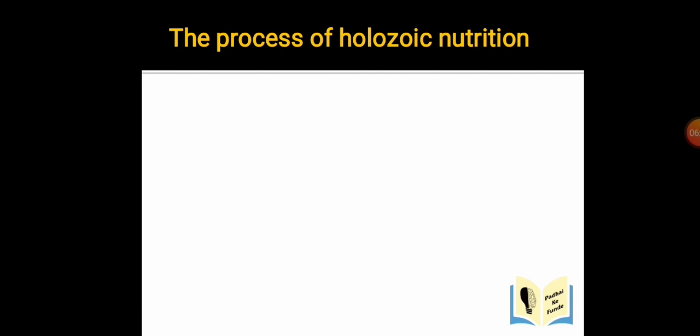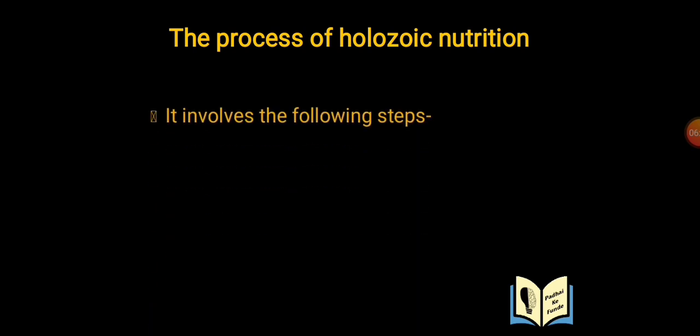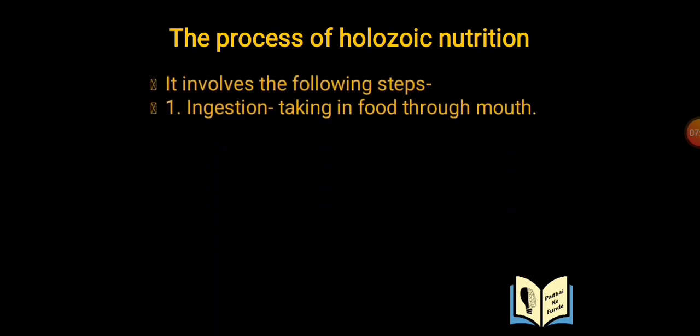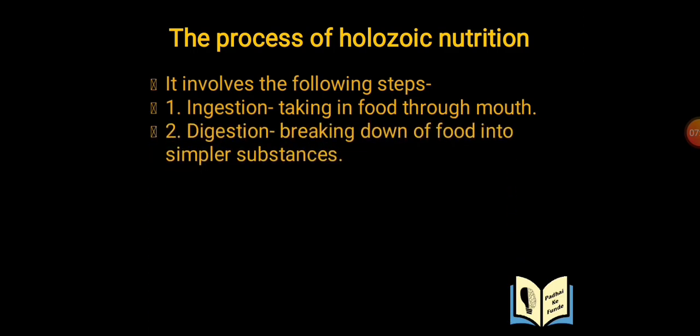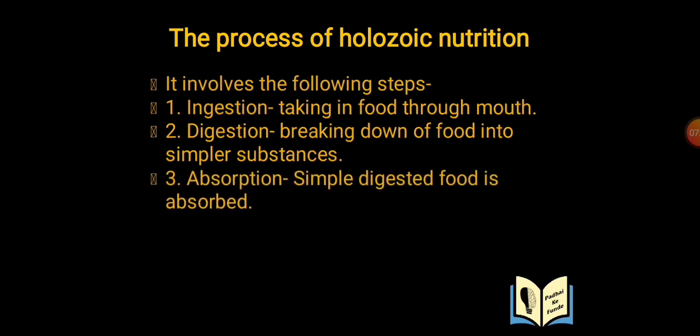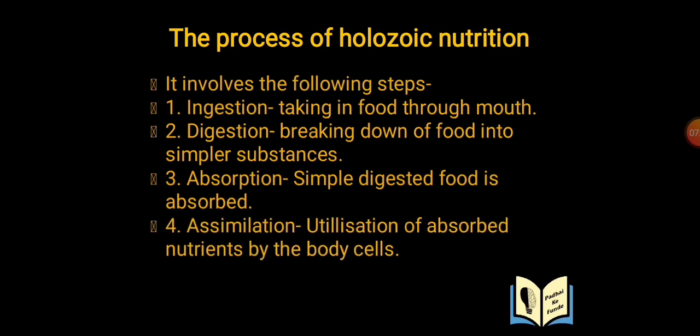So let us recall that the process of holozoic nutrition consists of 5 main steps. First of all is ingestion, that means taking food inside the body through our mouth. After that, it gets digested by two actions, the physical and the chemical. Then after digestion, the third step is absorption. The food is absorbed by the blood cells after digestion. Then when the food gets absorbed, the fourth step of holozoic nutrition starts, that is assimilation. Assimilation means the food absorbed by the blood cells is utilized by releasing energy.